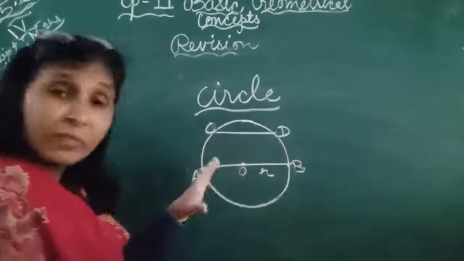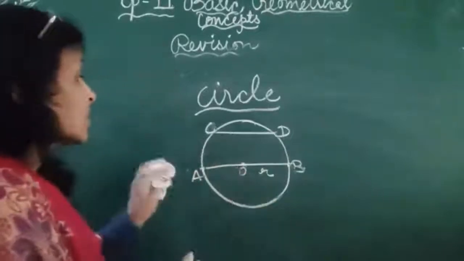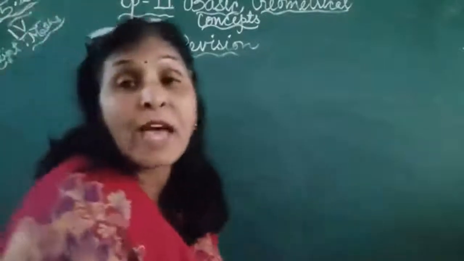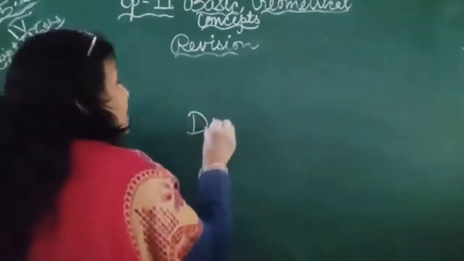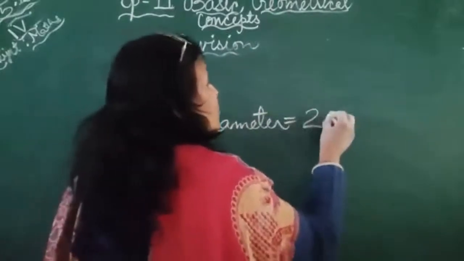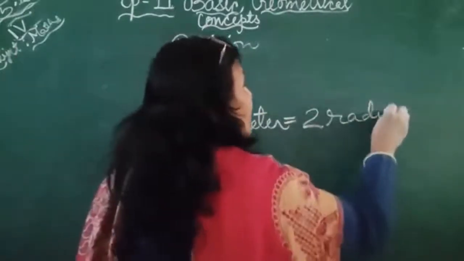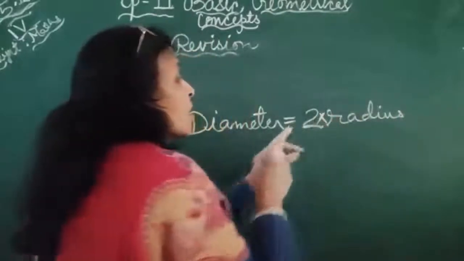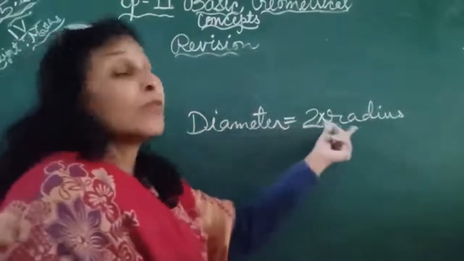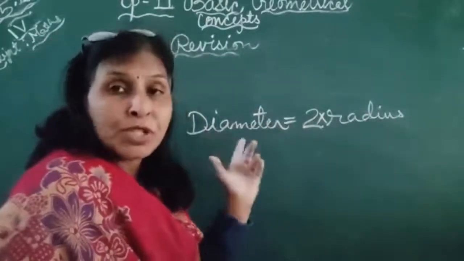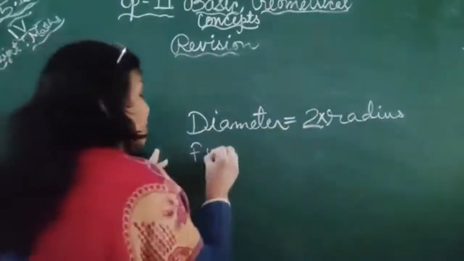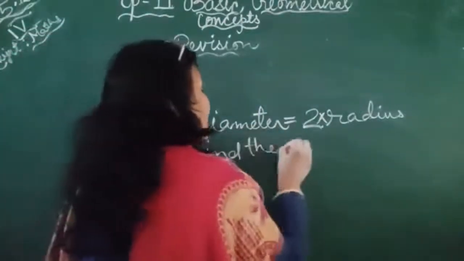Okay? Now, next is the formula of diameter. That is diameter is equals to 2 multiplied by radius. Diameter का ये फॉर्मूला होता है 2 multiplied by radius. हमें क्वेश्चन फाइंड आउट करने के लिए आता है इस टाइप से. फाइंड द डायमीटर.